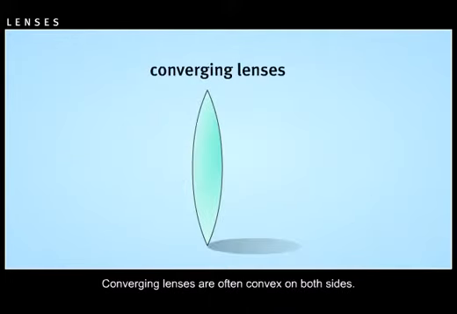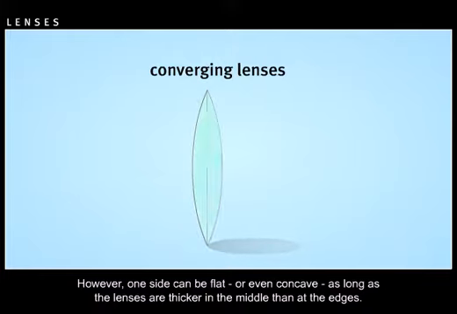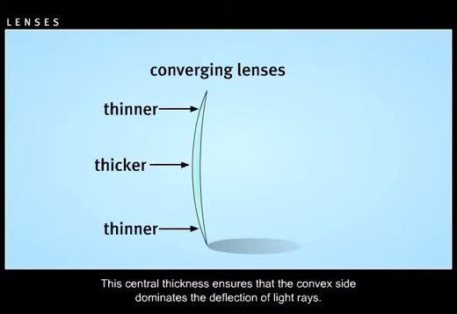Converging lenses are often convex on both sides. That is, they curve outward on both sides. However, one side can be flat, or even concave, as long as the lenses are thicker in the middle than at the edges. This thickness ensures that the convex side dominates the deflection of light rays.